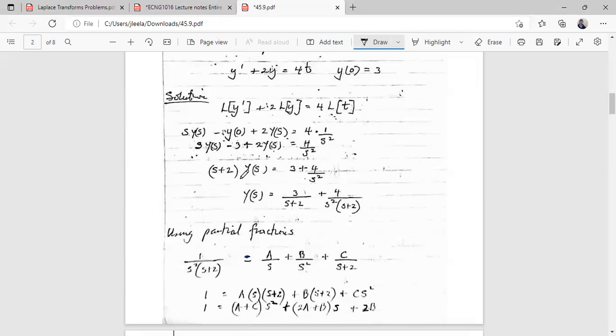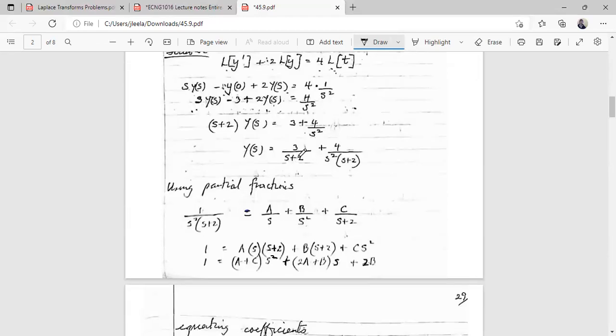You carry the minus 3 across, you have (s plus 2) into Y(s) is equal to 3 plus 4 over s squared, right? And then you divide throughout by s plus 2, so you have 3 over s plus 2 plus 4 over s squared into (s plus 2). And then you use partial fraction for the second part, right?